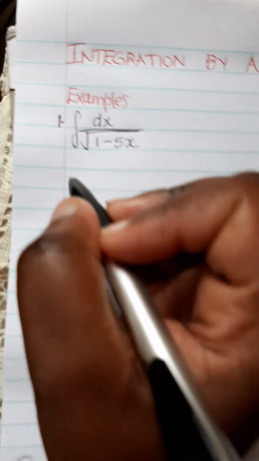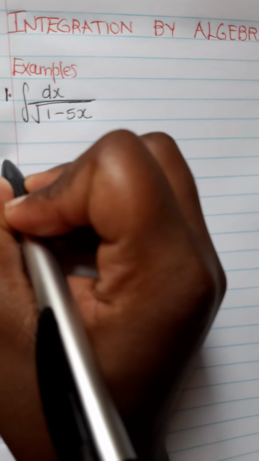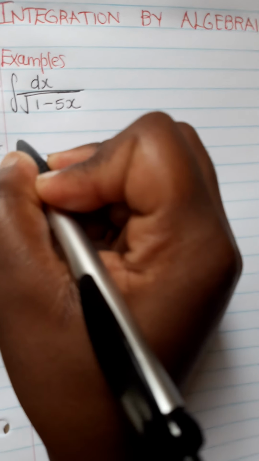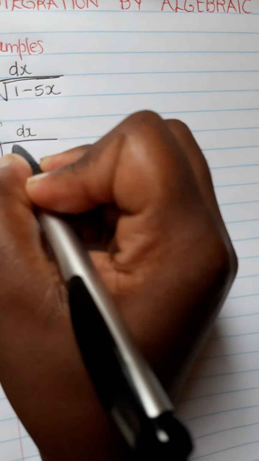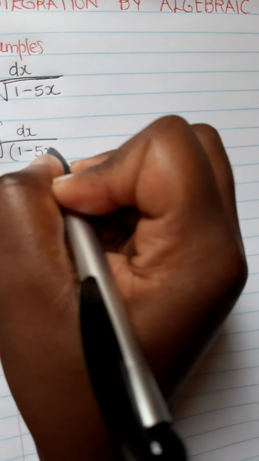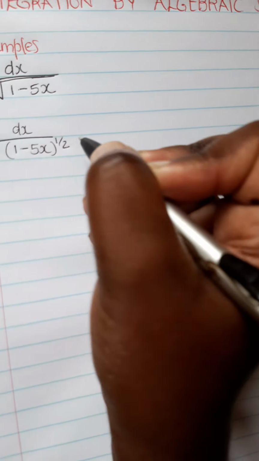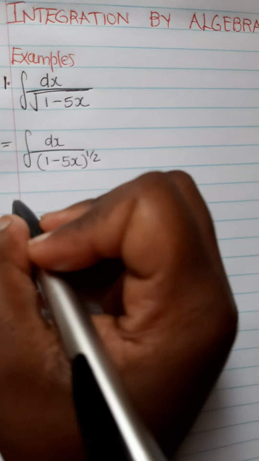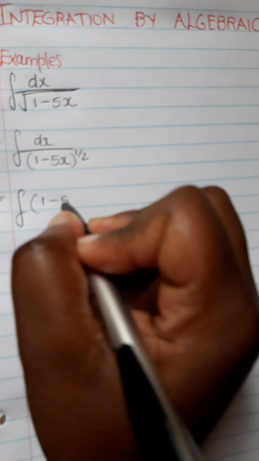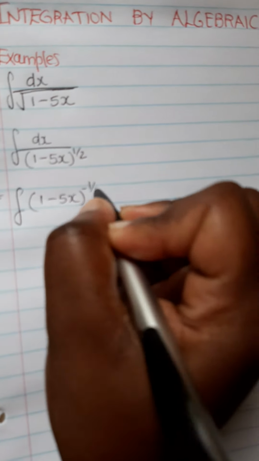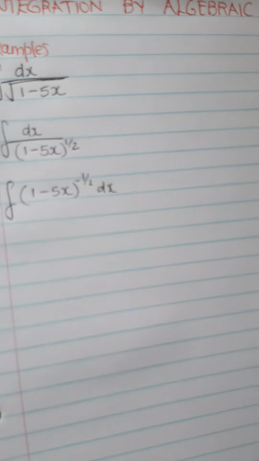Find the integral of dx over the square root of 1 minus 5x. So this can be written as, remember, if there's a root, that means that function or that term is raised to the power 1 over 2. So this can be taken to the numerator. So it can be written as the integral of (1 minus 5x) to the power minus 1 over 2 dx.